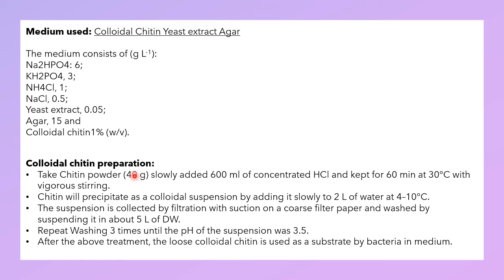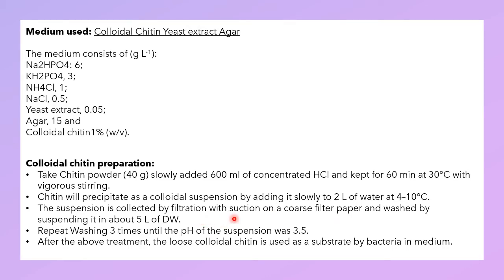Now what will happen is the chitin will precipitate as a colloidal suspension. You make the suspension by slowly adding 2 liters of water, and the water should be chilled, 4 to 10 degrees Celsius. The suspension is collected by filtration with suction on a coarse filter paper. Why do you need to filter? Because if there are some lumps or some dirt present, then that will be taken out.